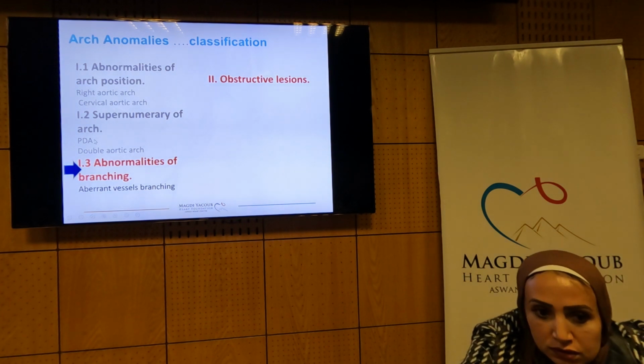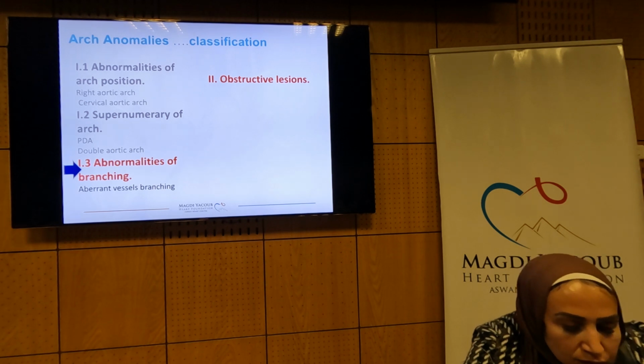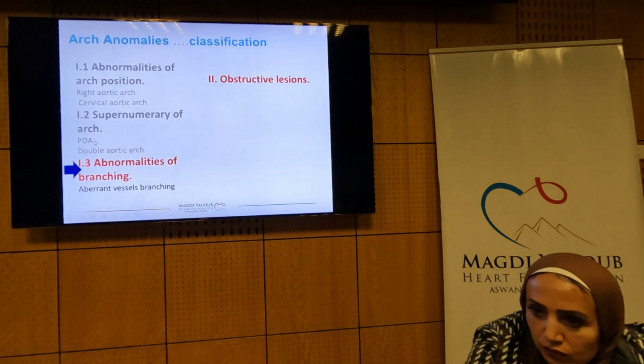Is it clear about that? Double aortic arch is one of our vascular rings. We have 5 types of vascular ring, and double aortic arch is one of them.